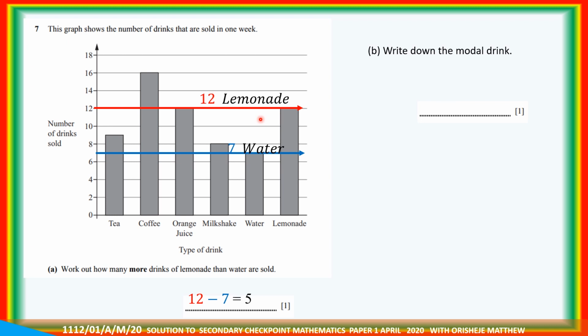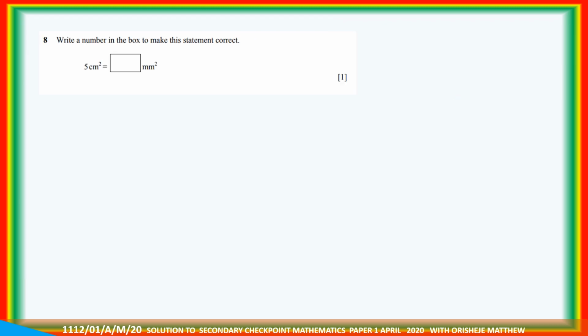Then question B, write down the modal drink. The modal drink is the drink with the highest sales. So that is coffee. So in this week under consideration, coffee have the highest sale. Okay, so you can look at it. What was the total number of drinks sold as coffee? That is 16. So the modal drink is coffee. Let's go to question 8.